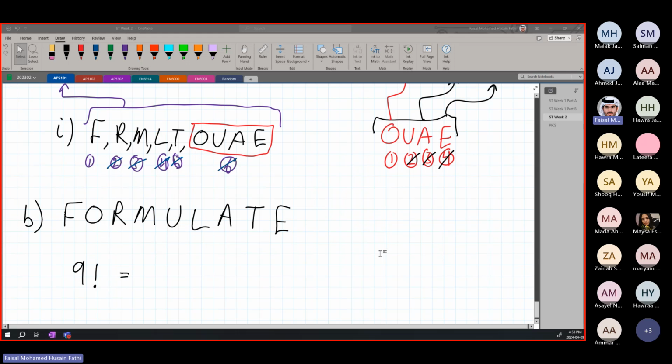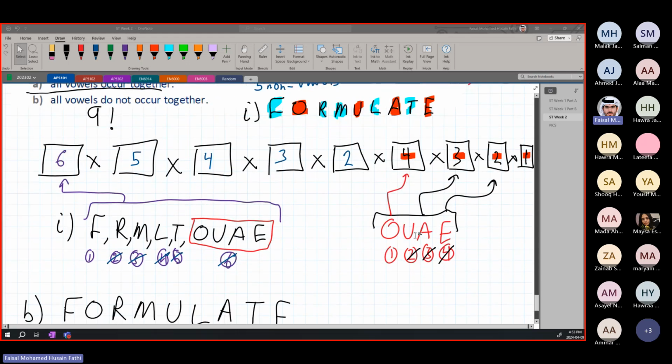So 9 factorial is equal to, actually, let's calculate the part A answer first, I just didn't calculate it yet. So 6 times 5 times 4 times 3 times 2 times 4 times 3 times 2 times 1. All right. Let's do it in orange. It is 17,280 for this one.